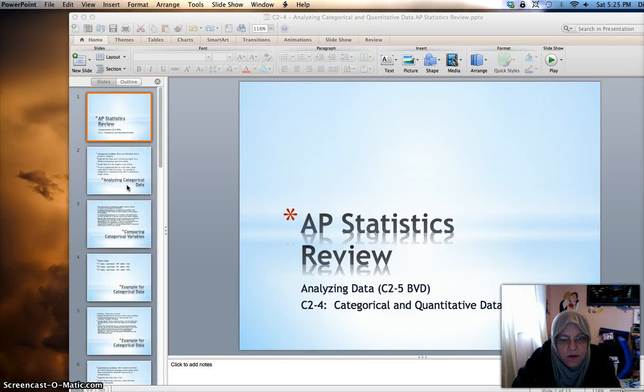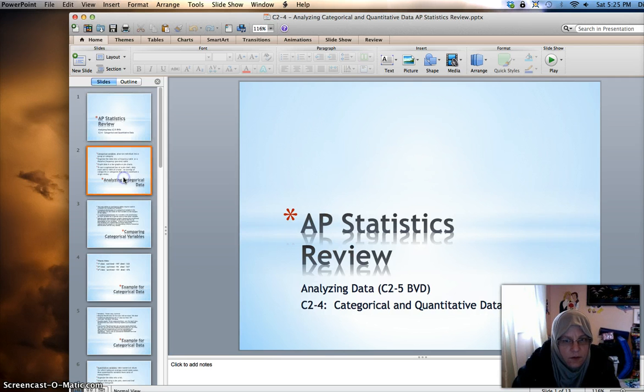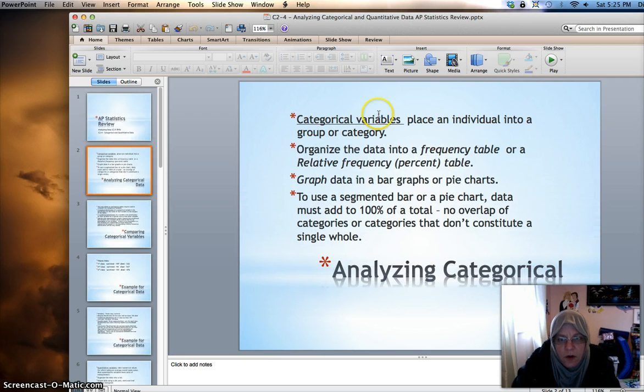Okay, right now we're going to review chapters 2 through 4 in Bock-Velleman-De Veaux AP Statistics, Categorical and Quantitative Data Analysis. And so first we'll start talking about categorical data. Categorical variables place an individual into a group or category.